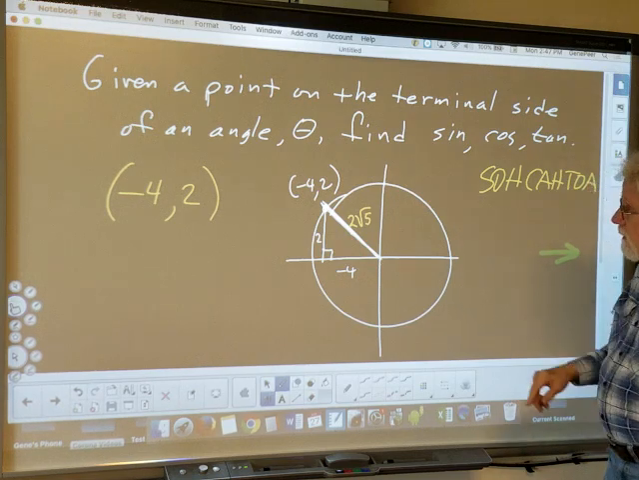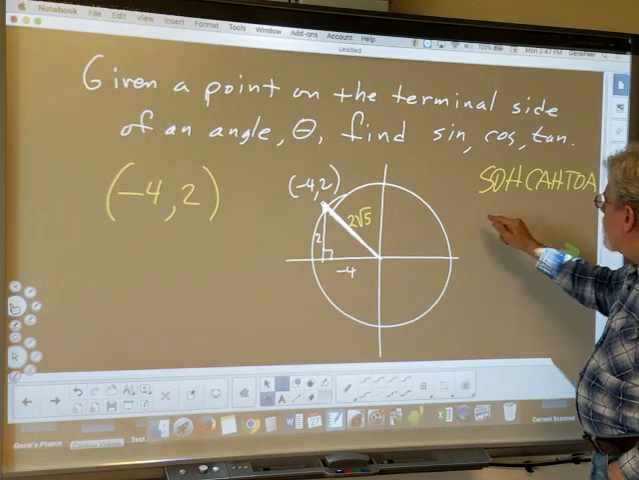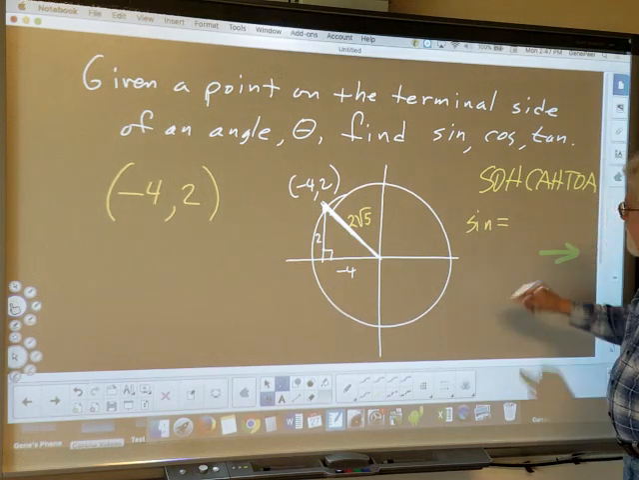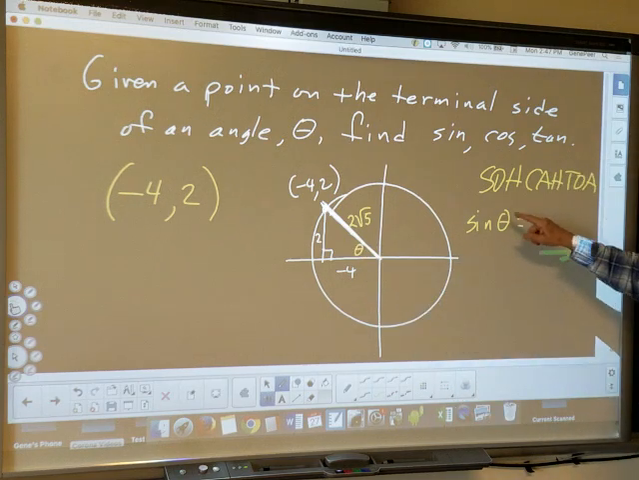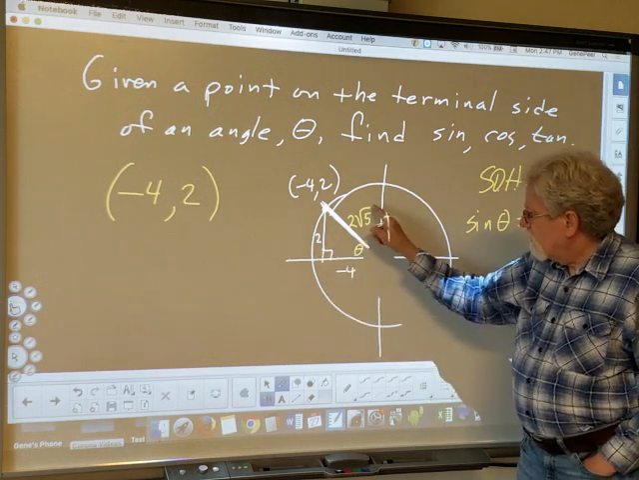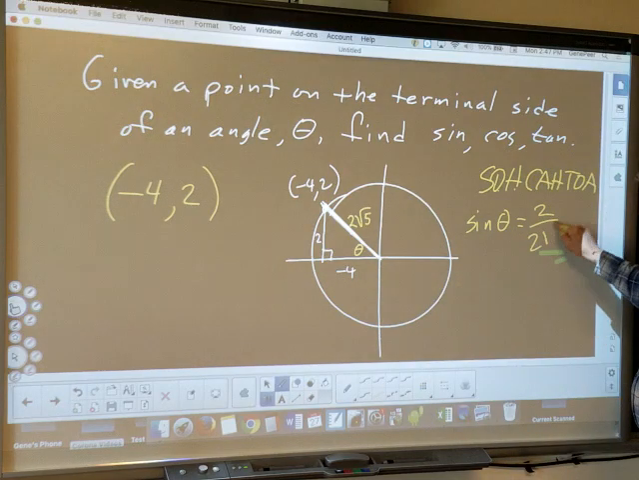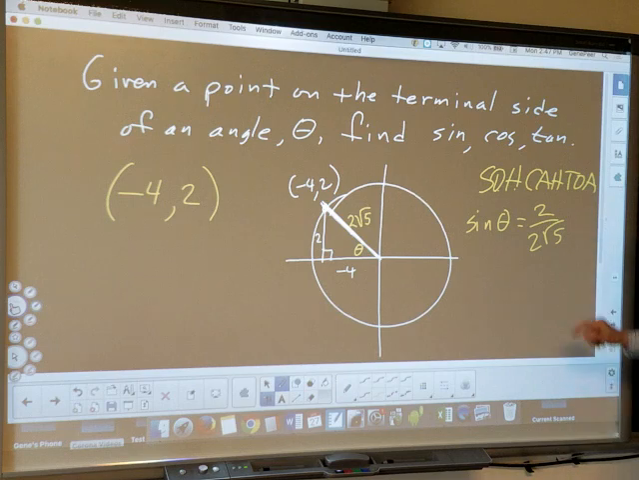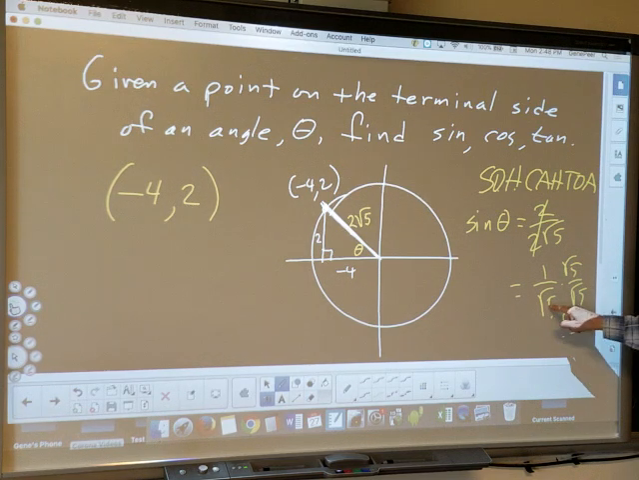SOHCAHTOA. Sine of theta is opposite over hypotenuse: 2 over 2 square root of 5. The 2's cancel. We have 1 over square root of 5, but we have to multiply by square root of 5 over square root of 5. So we get square root of 5 over 5.